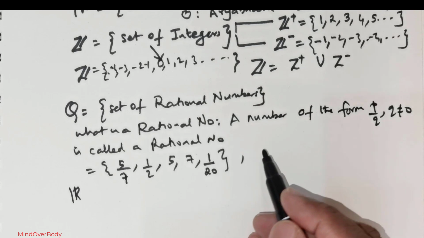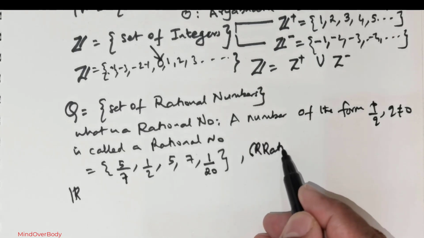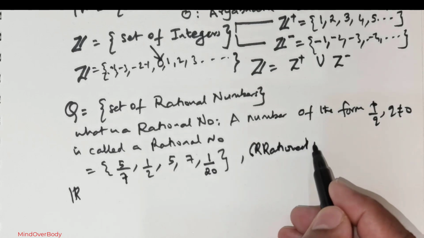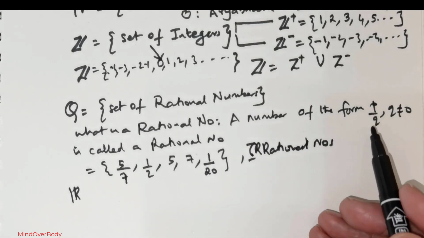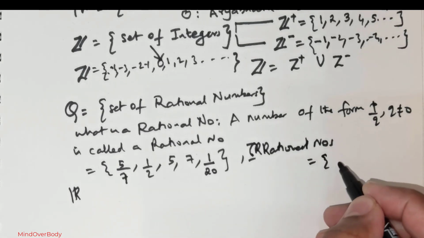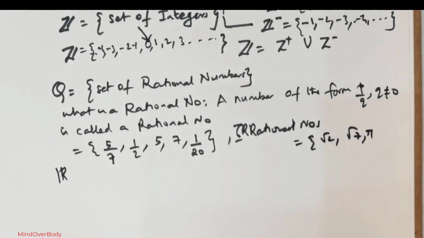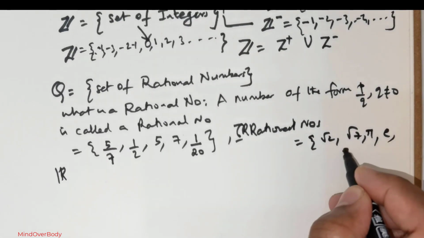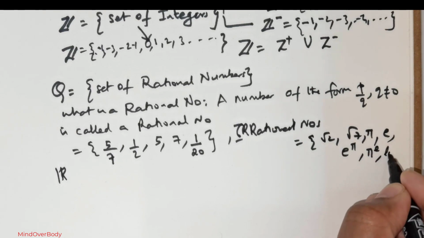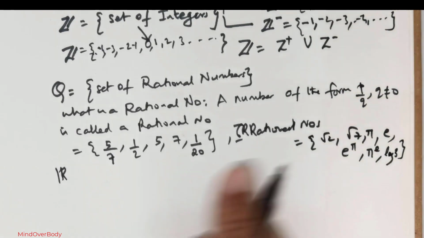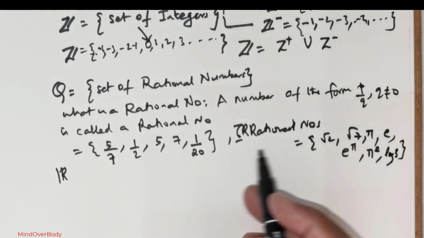Of course, there are also irrational numbers. Okay, this is also a very important concept. Irrational numbers. So the definition is numbers which are not of the form P divided by Q. Examples of irrational numbers would be root of 2, root of 7, pi, e over pi, e raised to the power of pi, pi raised to the power of e, log 3, and so on and so forth. So these are some of the examples of irrational numbers.